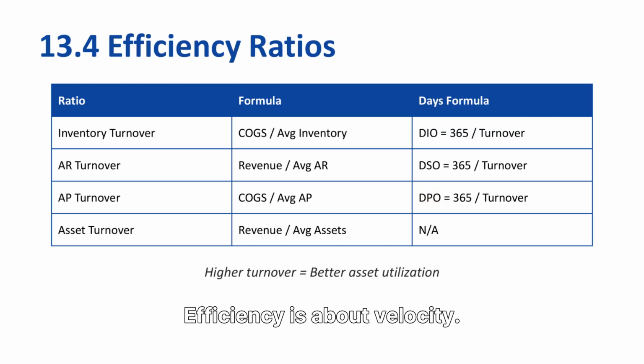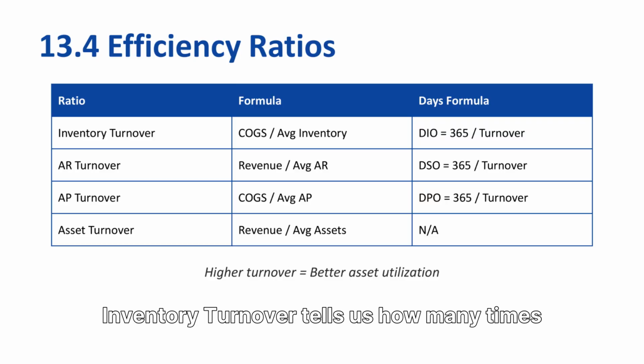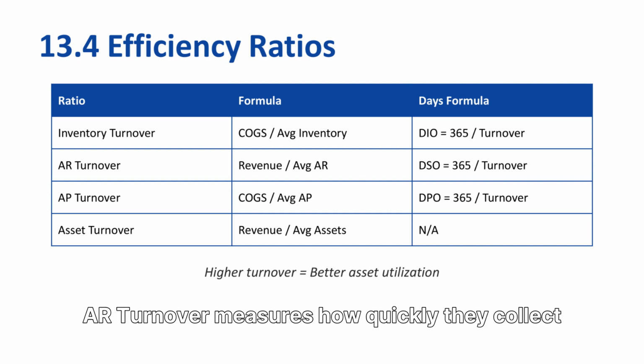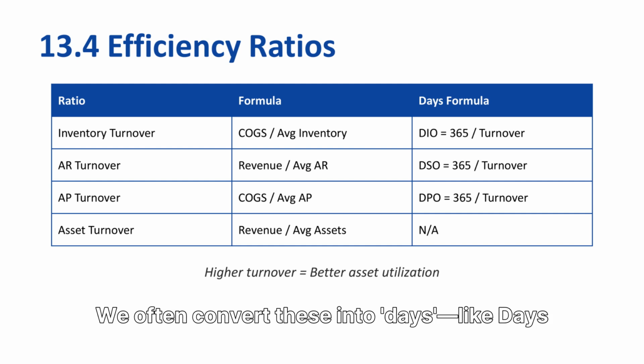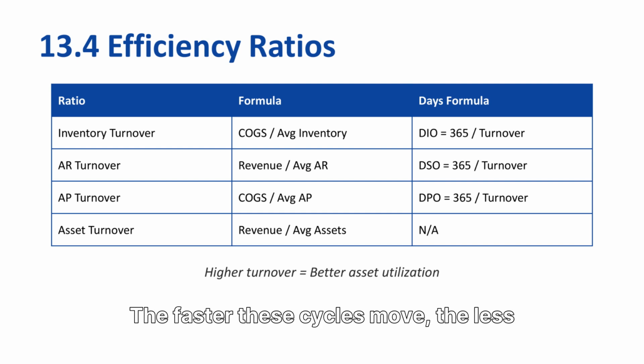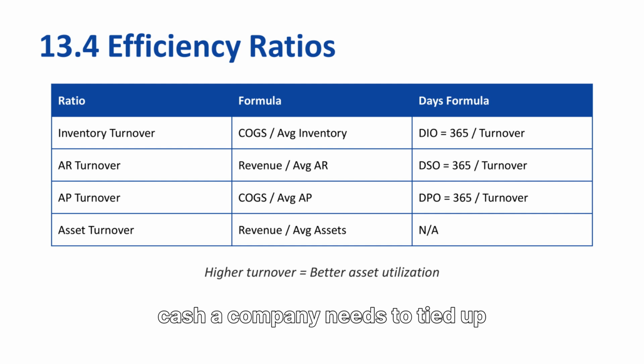Efficiency is about velocity. Inventory turnover tells us how many times a company sells and replaces its stock in a year. AR turnover measures how quickly they collect cash from customers. We often convert these into days, like days sales outstanding, to make them more intuitive. The faster these cycles move, the less cash a company needs to tie up in its day-to-day operations.